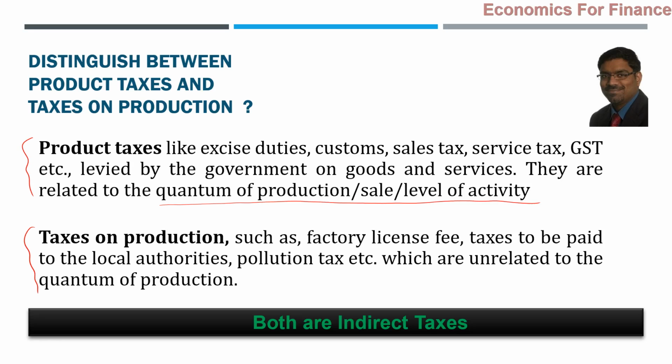But what is the difference between them and product taxes? Product taxes were based on the quantum of production or sale or level of activity, whereas taxes on production are not related to the quantum of production. They are unrelated to the quantum of production. Whether you produce or don't produce, whether you produced more or less, these taxes on production will not be changing. They will be more or less fixed. So taxes on production can be seen as a type of fixed taxes. Product taxes are variable taxes, but both of them are indirect taxes.